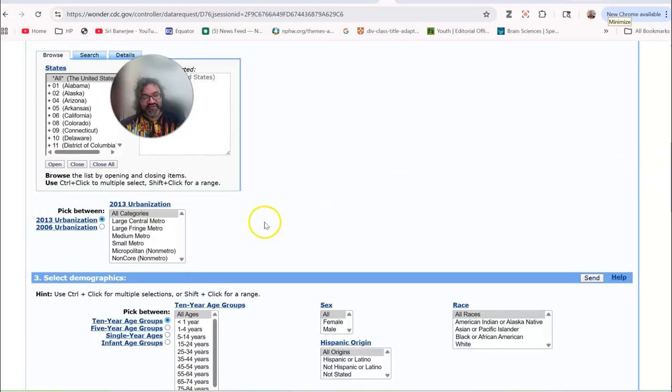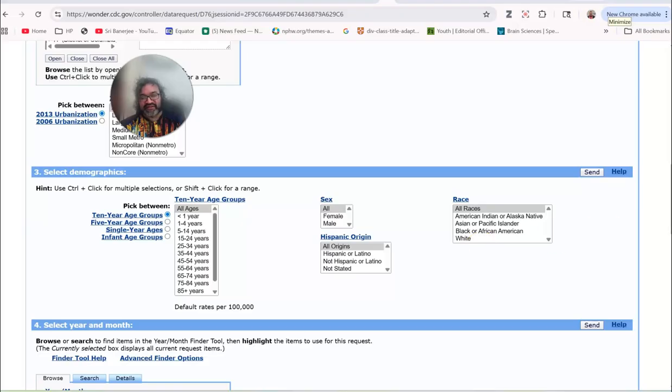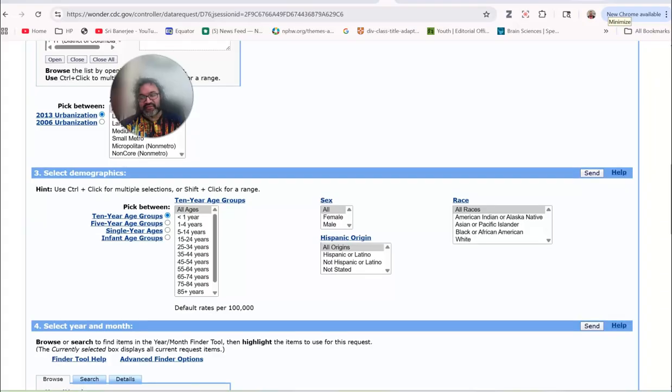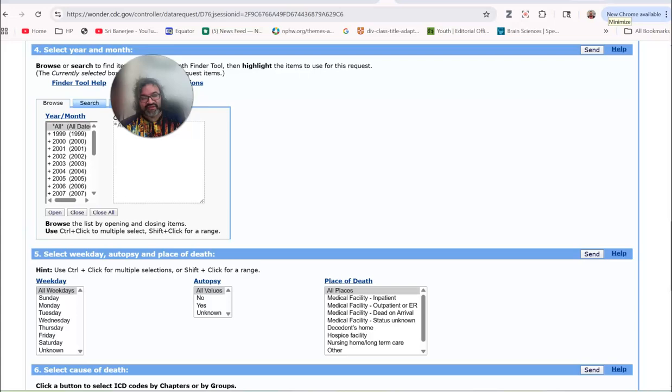There's the option to look at different urban area centers. There's also different demographics that you can select. And I selected all races just to compare between Black and white and different Hispanic others.